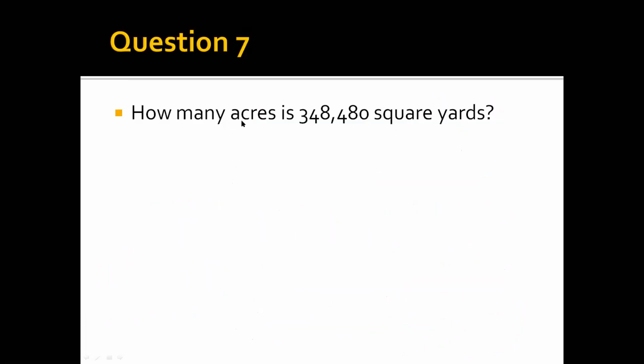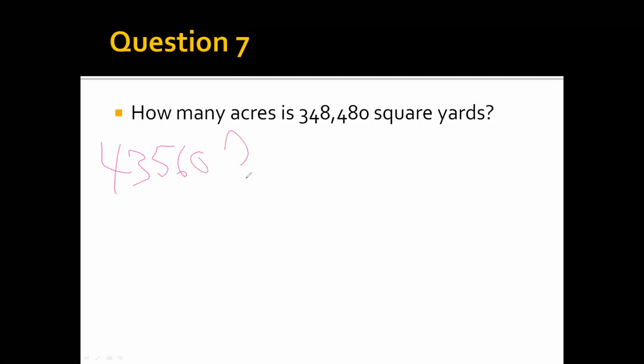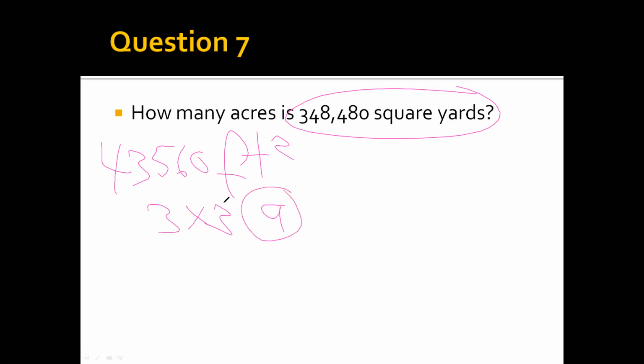All right. How many acres is in 348,480 square yards? So in this one, we're going to have to convert square yards to square feet because acres is in square feet. An acre is 43,560 square feet. And we're talking about here square yards. So now the question is, how many square feet are in a square yard? And we know that the conversion is 3 times 3, or 9. So that means there are 9 square feet in 1 square yard.